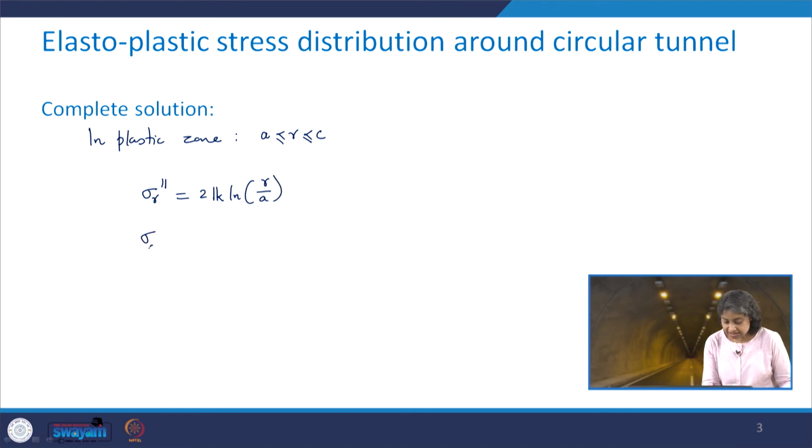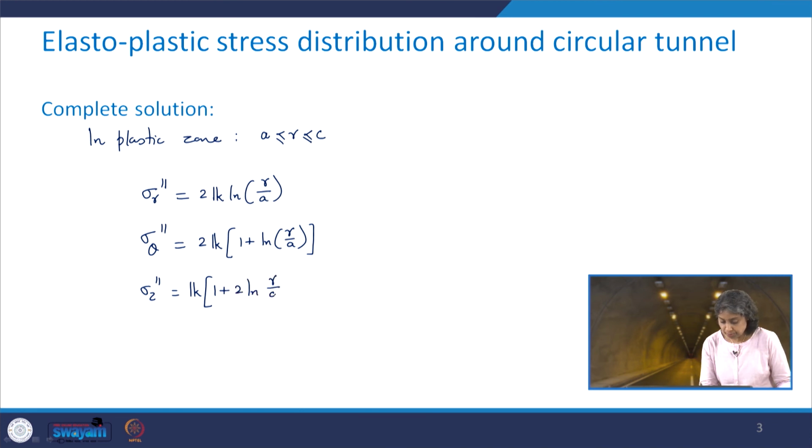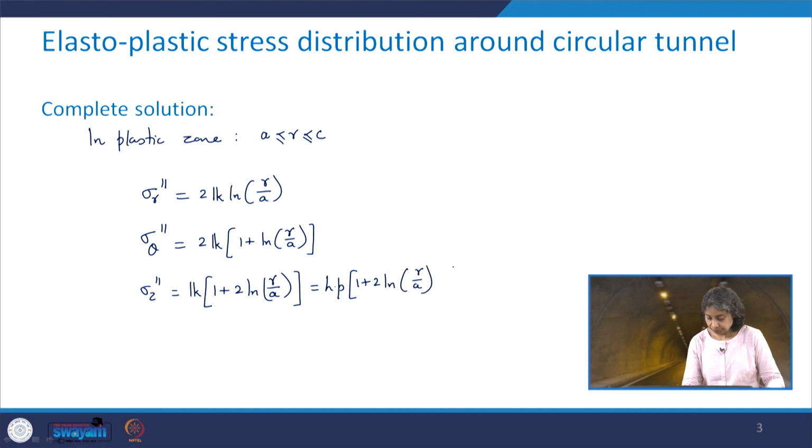Then we had sigma theta double prime as 2 kappa times 1 plus ln r upon A. Then sigma z double prime will be kappa times 1 plus 2 ln r upon A, or we can write this kappa as h into p into 1 plus 2 ln r upon A. So, these equations let me represent by equation number 30.